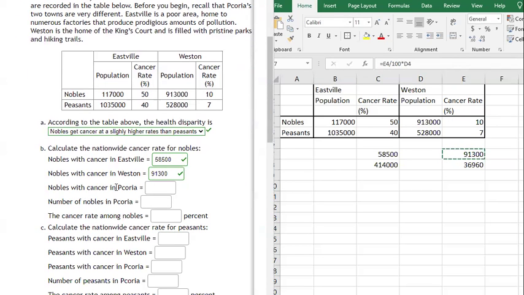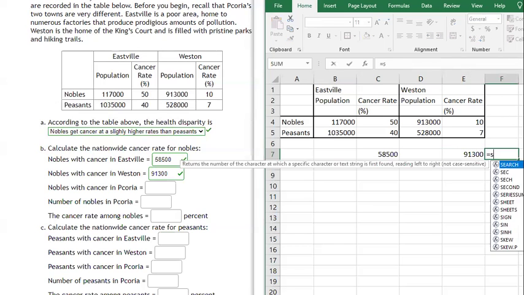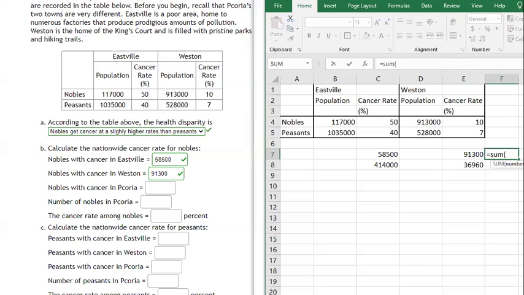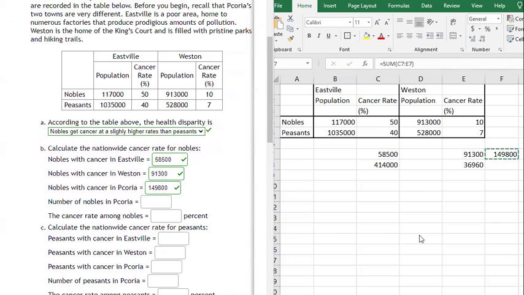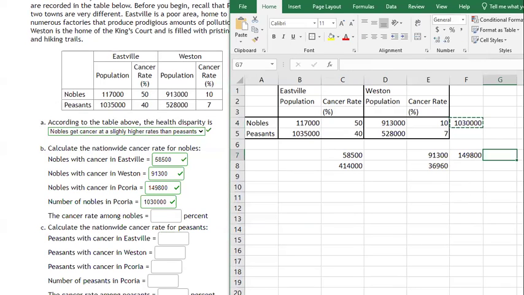Now, the nobles with cancer in the nation itself is the sum of the two, right? So I'm going to type equal sum parenthesis, and then I'm going to use my arrow key to highlight the two numbers, and that gives me the sum. And then what's the total number of nobles in the nation, right? So we're just adding this number and that number. Now we want to find the cancer rate, right? So the cancer rate is just going to be this ratio here, right?